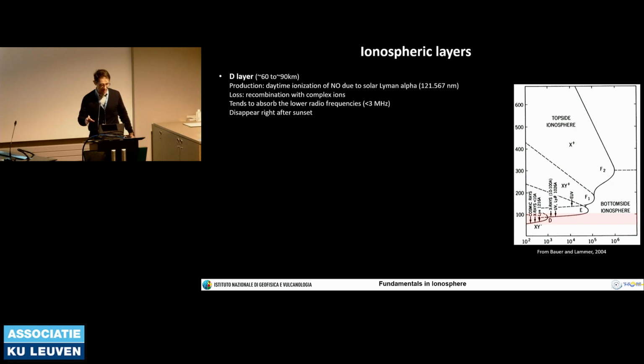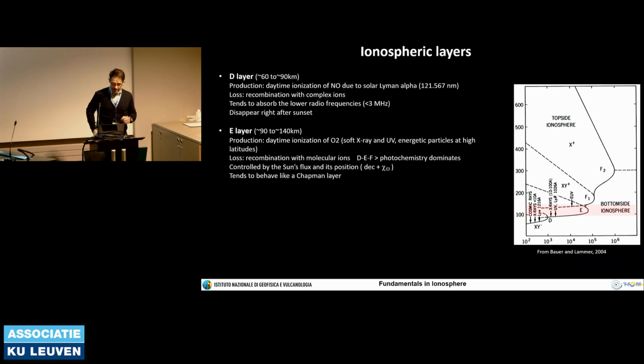It has the characteristic of absorbing the lower radio frequencies, so some instruments, for instance radars located at ground that are called ionosondes, are not able to reveal the D layer of the ionosphere. It disappears right after sunset because the density is such that recombination is completely able to make the layer disappear.